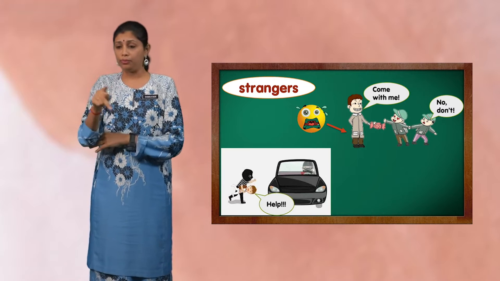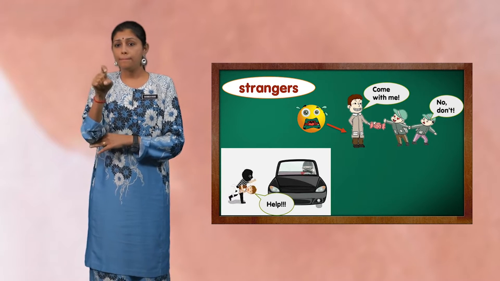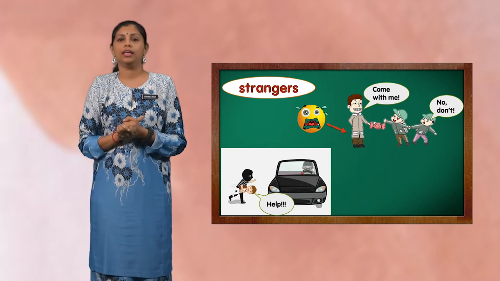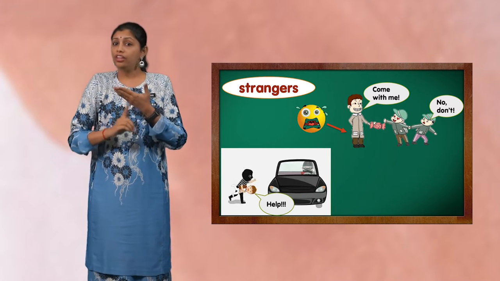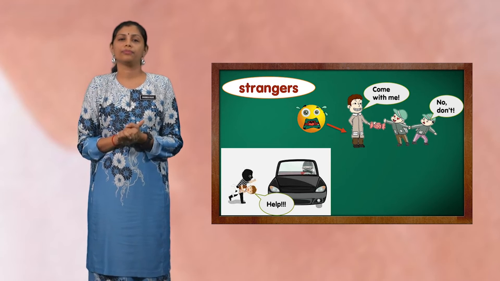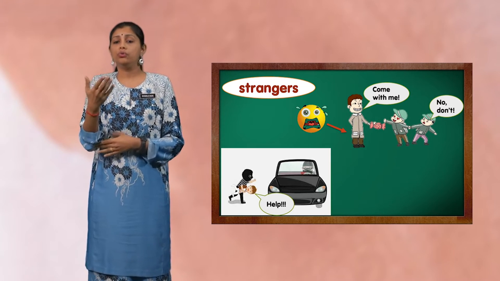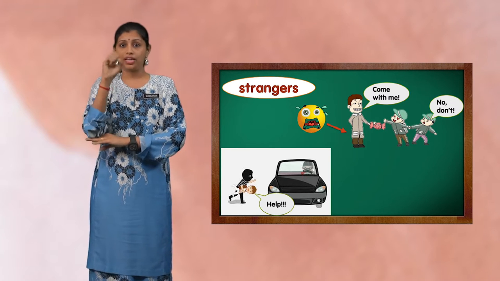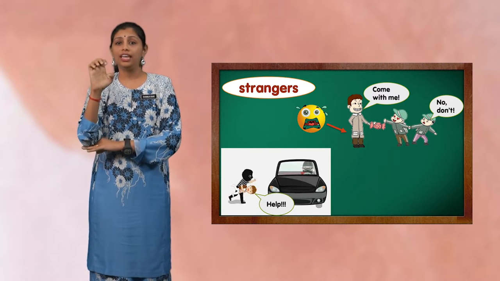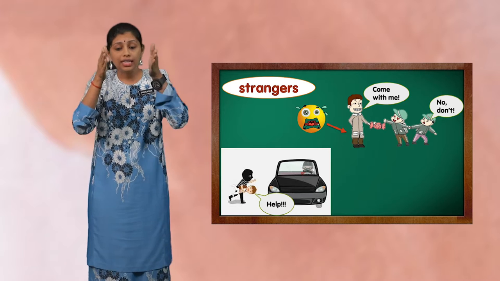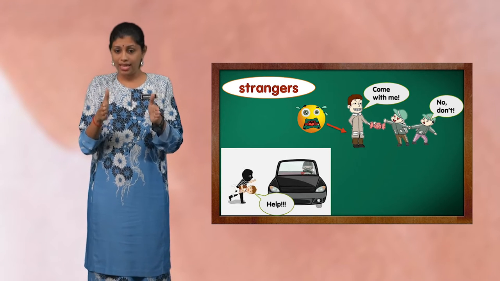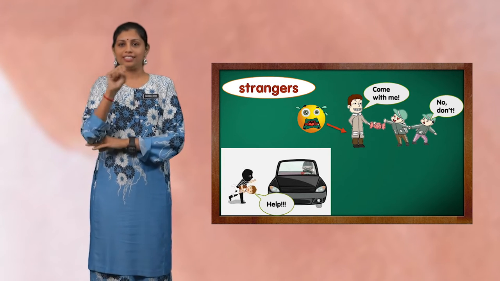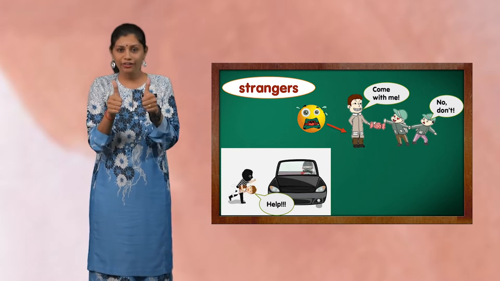Always remember, pupils, you must stay away from them. They may be dangerous for you. And how do you sign strangers? How do you sign them? First, strange, S-T-R-A-N-G-E, strange. Alright, E-R is this, E-R people, this. And add S. So, the sign is strangers. Yes, correct. Very good.